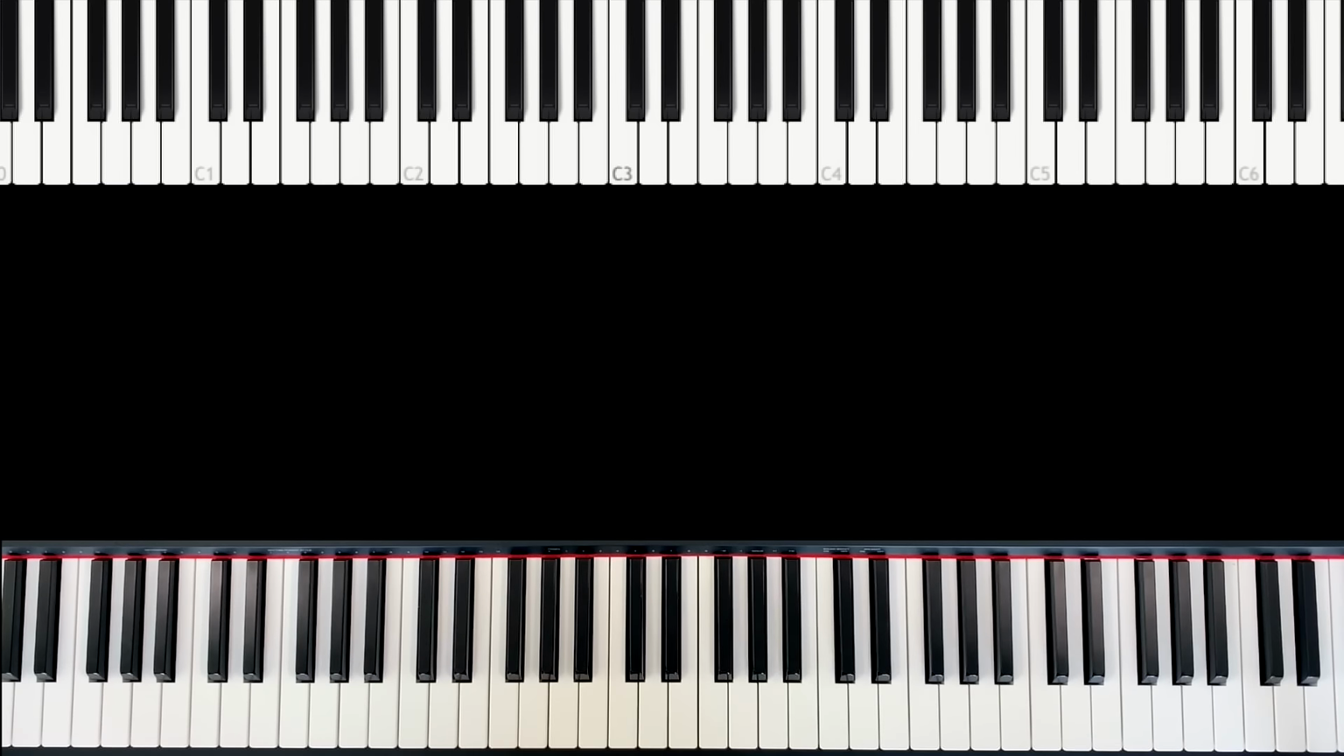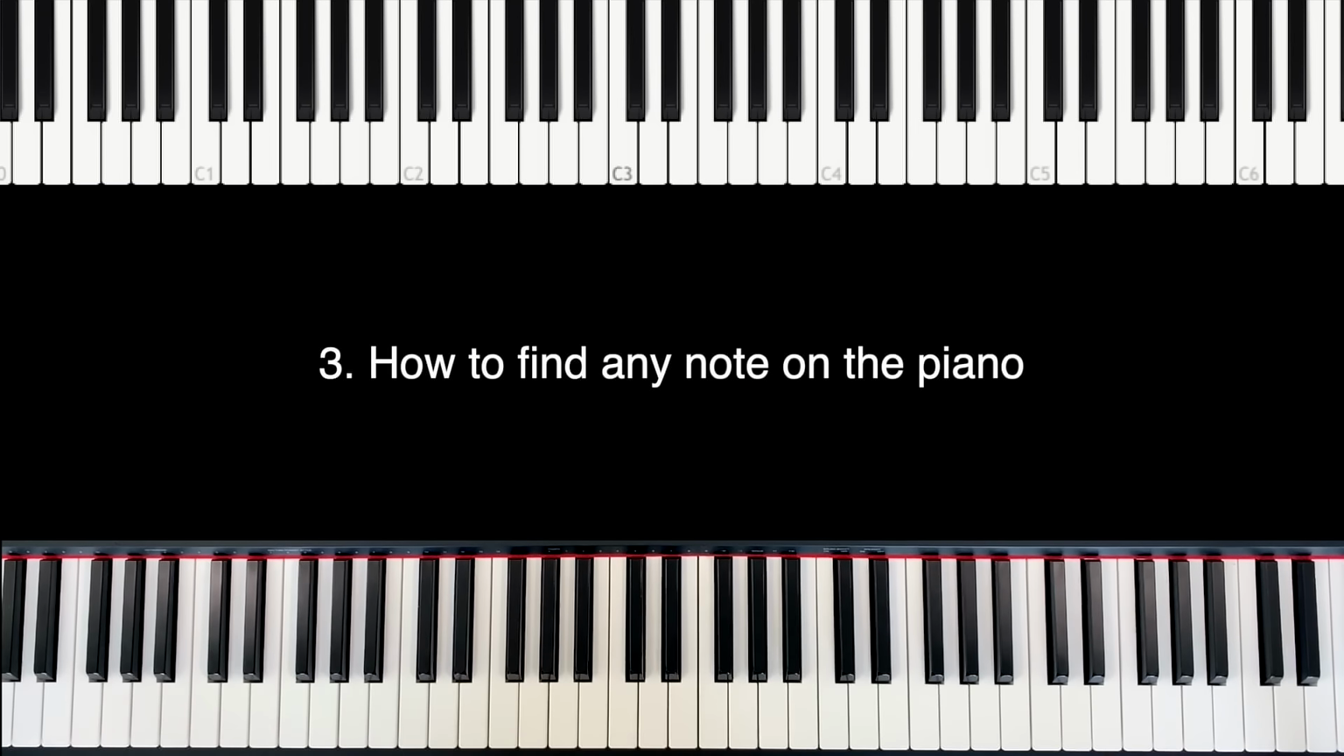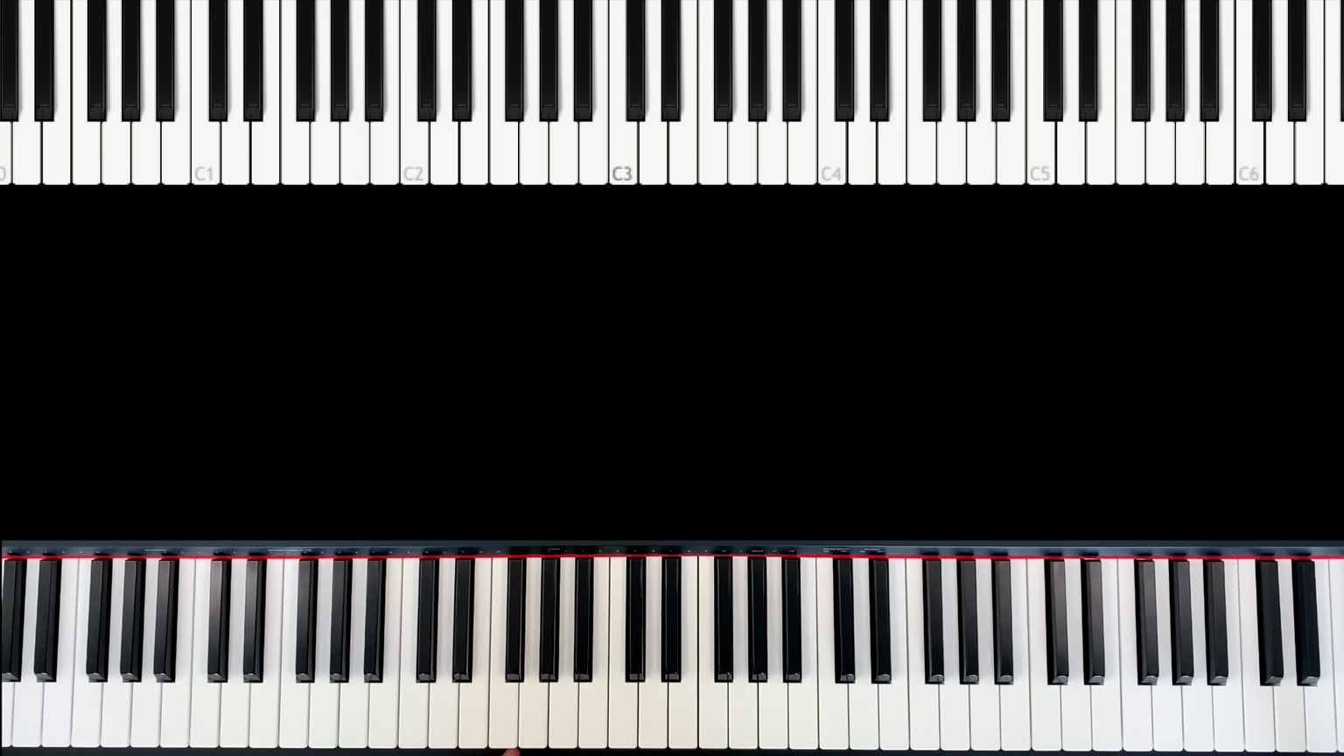And this brings us to part number 3. How to find any note on the piano. And here's a trick, because this is the part where the black keys come into the game for the first time. As you can see, we have groups of black keys. We have 2 black keys, then we have 3 black keys. 2 black keys, 3 black keys, and so on. All over the piano, all over the keyboard, no matter which size you have, it's always the same.